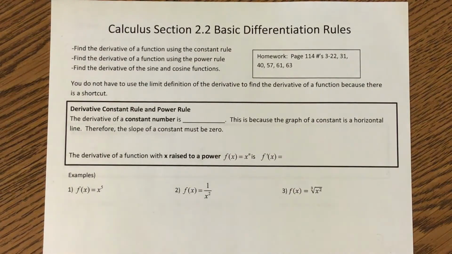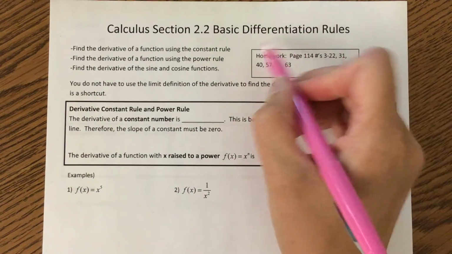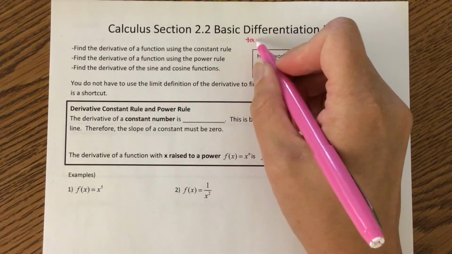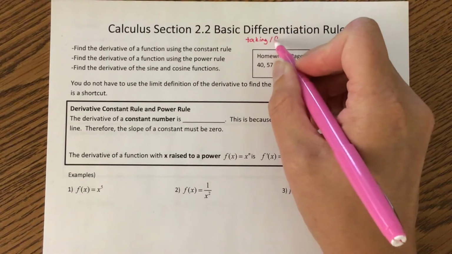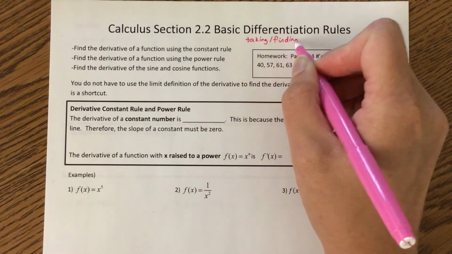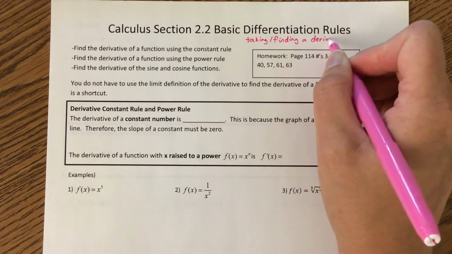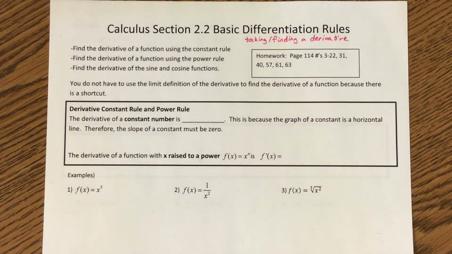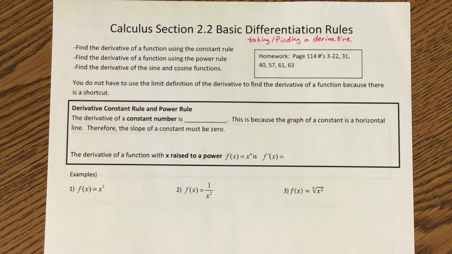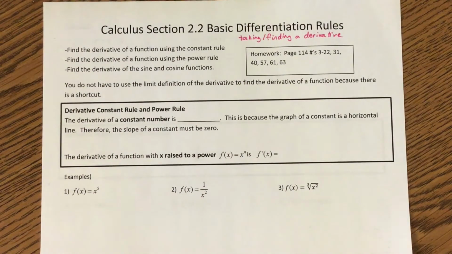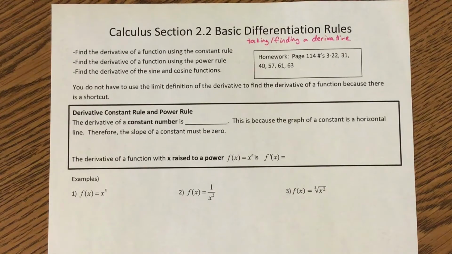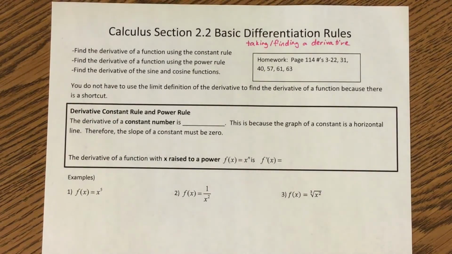Hey guys, today we're going to do 2.2 for calculus, which is basic differentiation rules. Differentiation means taking or finding a derivative. Okay, if there is anything that you remember from calculus, like way later down the road, like 20 years from now, it is going to be what we are learning today. Like, you probably won't remember all of the little limit rules, and that's fine. But finding a derivative, you're going to be like, oh yeah, I totally know how to do that thing.